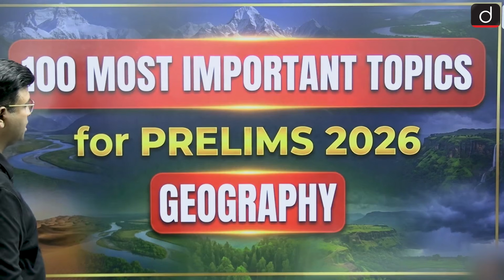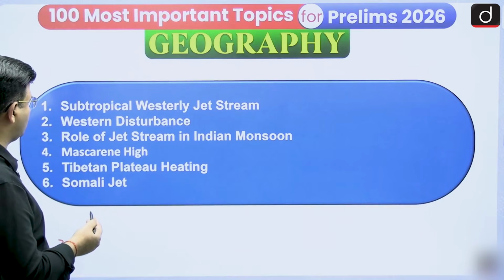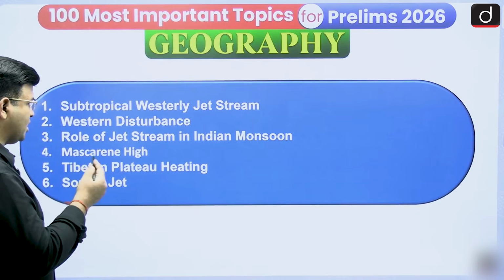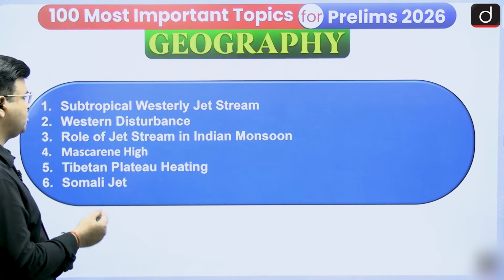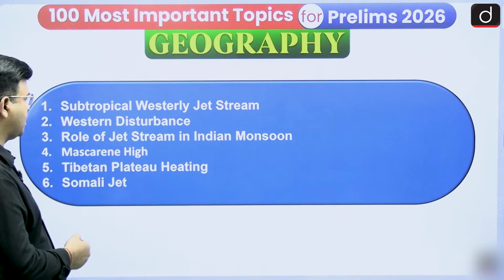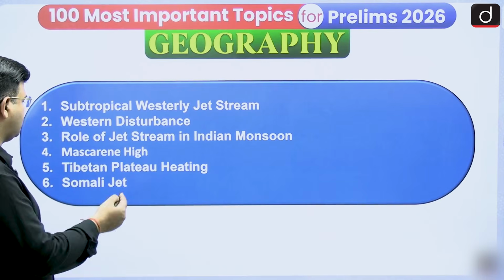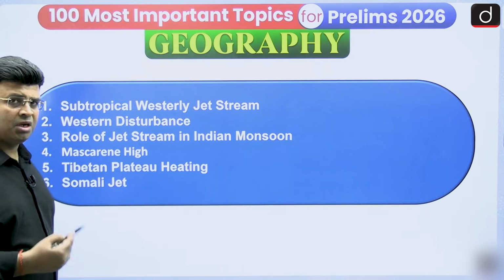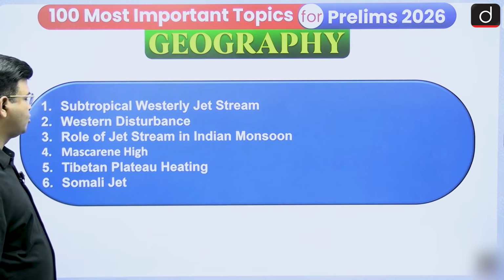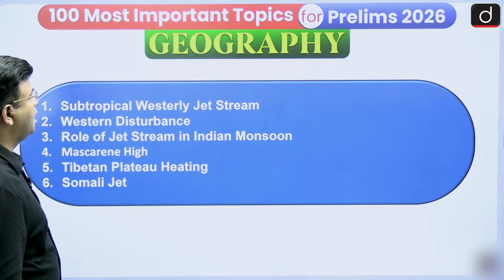Now for the 10th episode, these are the topics that we are going to see: the subtropical westerly jet stream, western disturbance, the role of the jet stream in the Indian monsoon and how it affects the Indian monsoon. And then the Mascarene High, Tibetan Plateau heating, how it affects the monsoon and what its impact is. Another is the Somali Jet or Somali Jet stream. These are the topics we have to see in this episode.